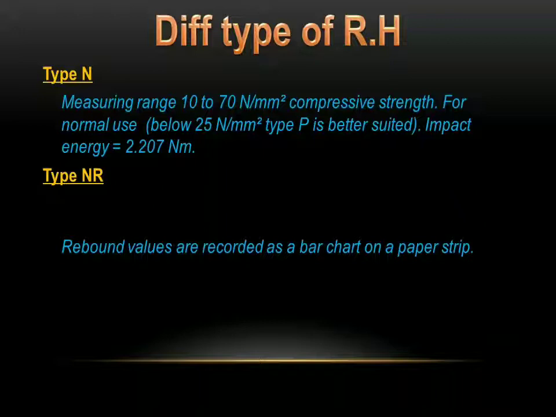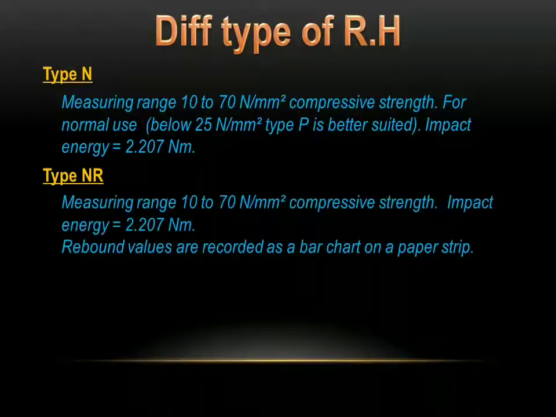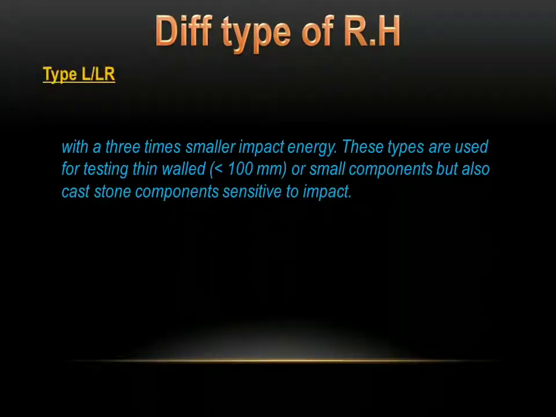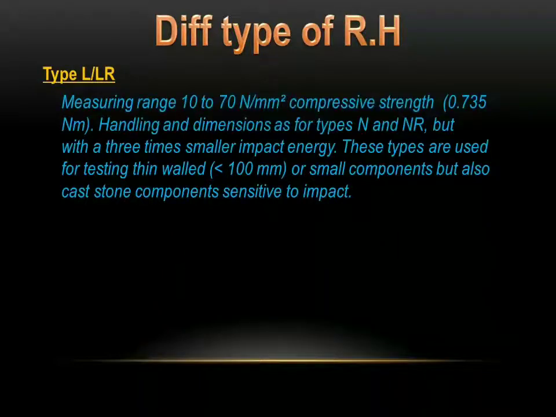Another type is NR, where the measuring range is 10 to 70, same as type N. Impact energy is also the same as type N. Type L or LR will also measure 10 to 70 MPa. Handling and dimension as per N and NR, but with 3 times smaller impact energy, 0.735 Nm. These types are used for testing thin walled components, less than 100 mm, or small components, but also cast stone components sensitive to impact.